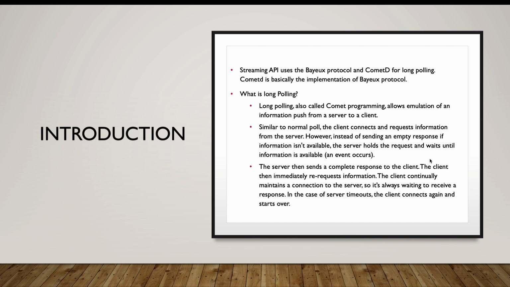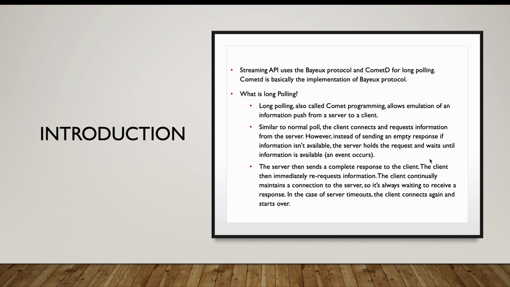Long polling or Comet programming allows emulation of information push from server to a client. Firstly, before we discuss long polling, let's discuss what is short polling. Let's take an example of checking the status of a job. After every 2 seconds, you make a call to check whether the status of the job changed. That is a normal poll. Every 2 seconds you do it, and the connection does not remain open, and after every 2 seconds you make a call and reconnect to the client.